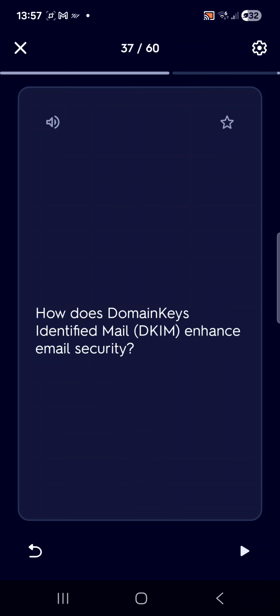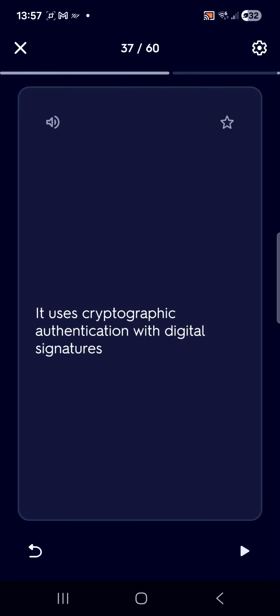How does DomainKeys Identified Mail, DKIM, enhance email security? It uses cryptographic authentication with digital signatures.